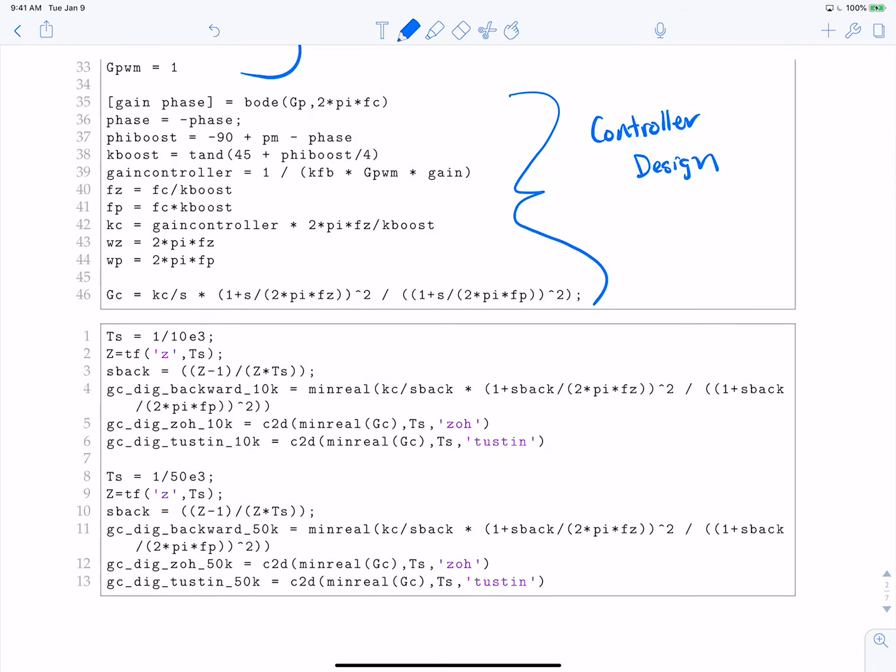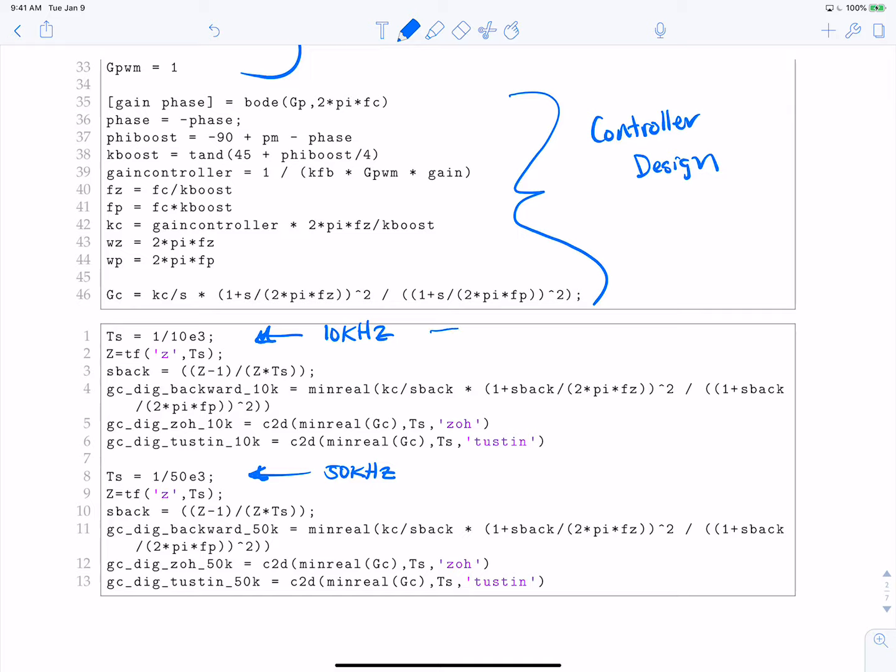The way we're going to do this is use approximations in the digital domain. We're going to do this twice. Once we're going to try at 10 kilohertz, and another attempt we'll try at 50 kilohertz. We're creating two different digital controllers at two different sample rates. One's faster than the other, and we'll see the effect of the sampling rate of the controller versus the switching frequency of the actual BuckBoost converter. In our case, we're switching at 200 kilohertz.